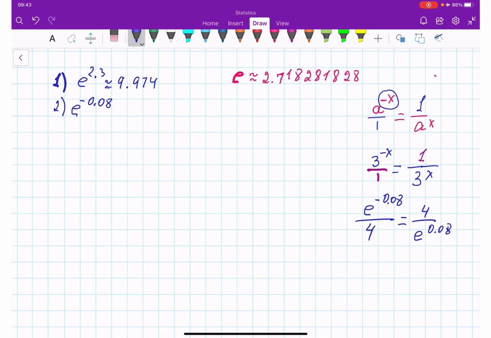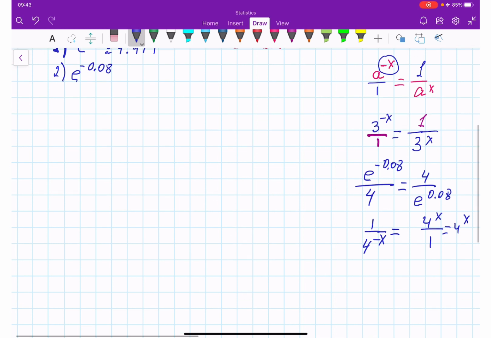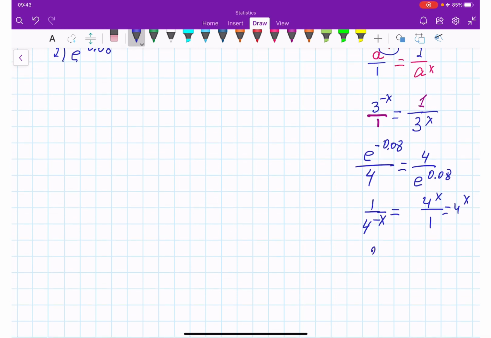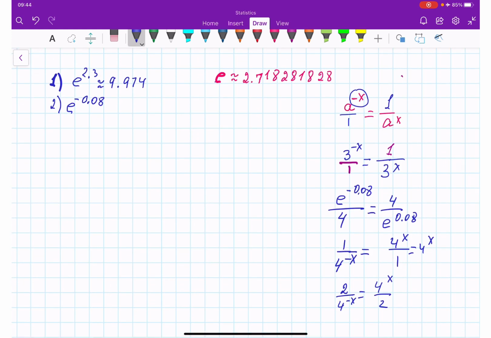But lastly, what if you have a negative exponent at the bottom, in the denominator? Let's say you have 1 over 4 to power negative x. That's going to be equal to 4 to power positive x, and 1 comes down, which is 4 to power x. And if instead of 1 you have something else, let's say 2 over 4 to power negative x, it's going to be 4 to power positive x over 2. That's all. I'm going to keep this because these are important properties of exponents, how to work with them.